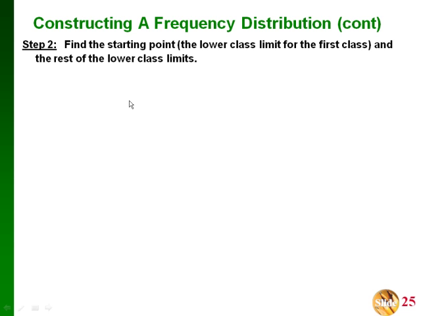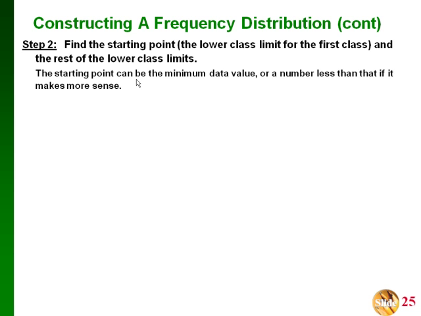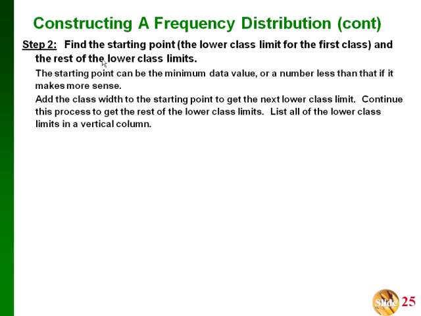Okay, so if we decide on our class width of 10, then the next thing we need to do is find a starting point for our frequency distribution. This will be our lower class limit for the first class. And then once we have that, we can get the rest of the lower class limits. Again, for the starting point we have a choice. It can just be the minimum data value, or it can be a number less than that if it makes more sense with the data. And in this case, since we decided to go with decades for our classes, we would probably want to start with the beginning of a decade, like 10 or 20.